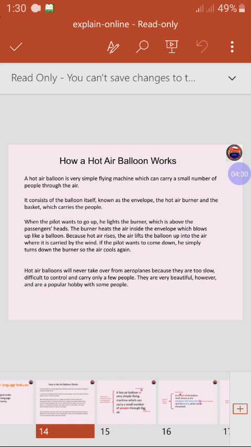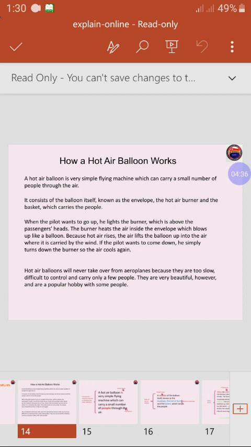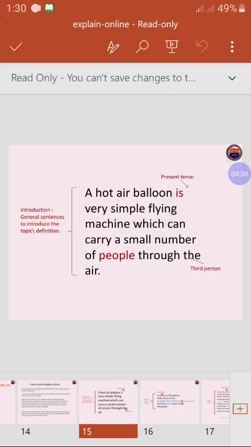Here is another sample of an explanatory text. It's about how a hot air balloon works. We are going to analyze each paragraph. The first paragraph is an introduction, which is generally a few sentences to introduce the topic or definition. A hot air balloon is a very simple flying machine which can carry a small number of people through the air. Here we use the present tense and we use the third person, as in the word people.